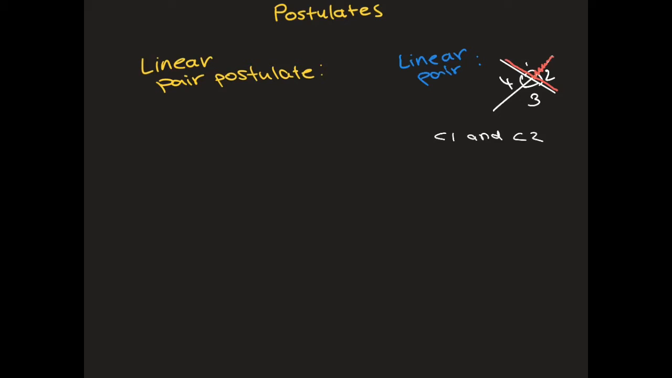And we can do the exact same with angle 2 and angle 3. If those come together, they create an entire line. The same goes for 3 and 4, and the same with 1 and 4. So that's what a linear pair is. Using that information, we can easily solve what a linear pair postulate is.